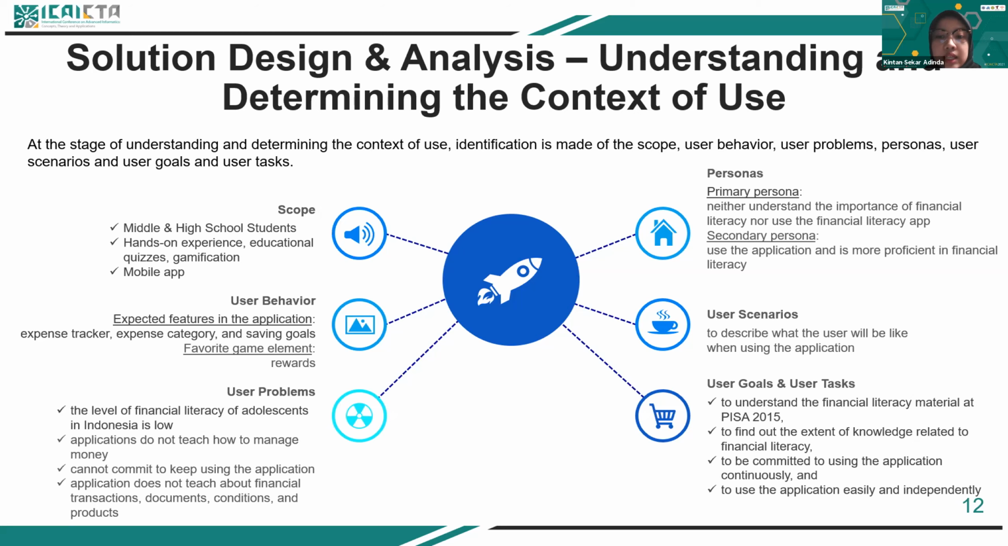The fourth one is persona. There is the persona, primary and secondary. The fifth is we also describe user scenarios. And the last thing is we define the user goal of the application, as shown in the bottom right corner in the slide.